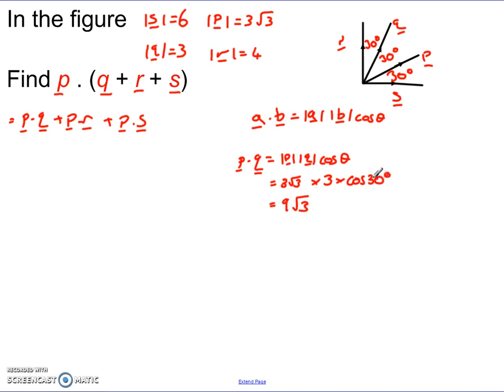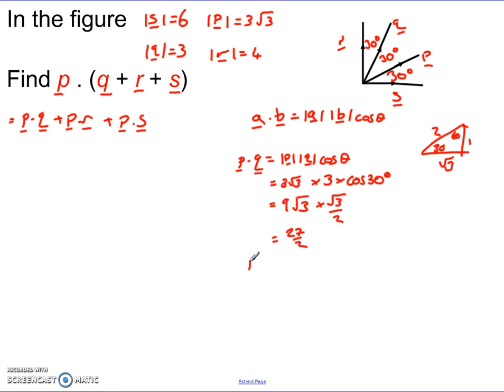Cosine 30 degrees, think back to your exact values triangle. Again, sometimes it's helpful for you to draw. There's your 30, your 60, root 3, 1 and 2. Cos of 30 is root 3 over 2. So it's times root 3 over 2. So 9 times root 3, well, the two root 3's together give you 3. 9 3's are 27. It's 27 over 2. There's our P dot Q.